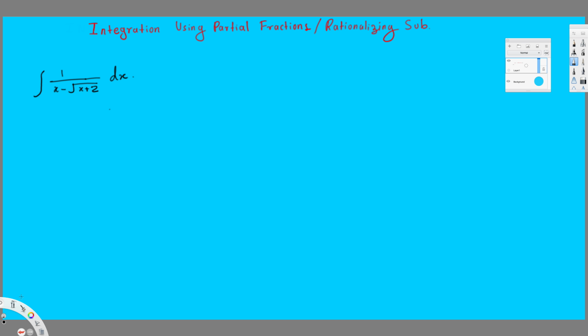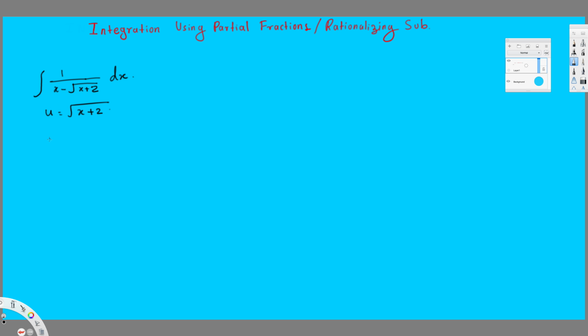Let's do this problem right here. So we have the integral of 1 over x minus square root of x plus 2 dx. In this kind of problem, we pick a u value as whatever is in the square root. So I'm taking the whole square root, the square root of x plus 2, and now I have taken care of this part. I have to do something about this x and dx.